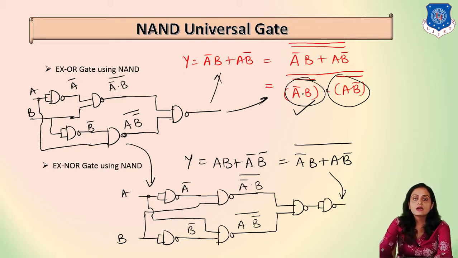So this is a logic circuit diagram for all the logic gates using the NAND. So it is being proved that the NAND gate is a universal gate. So all the logics can be designed using the NAND gate only.